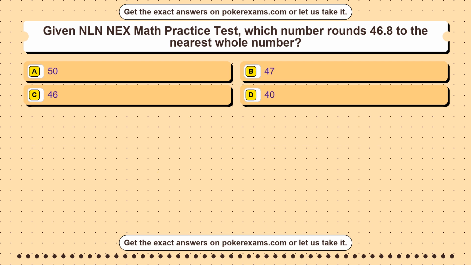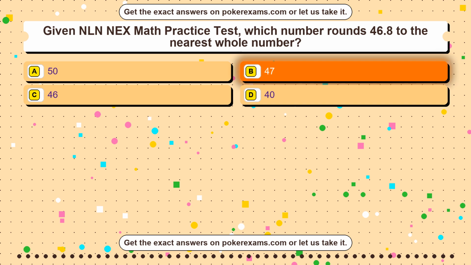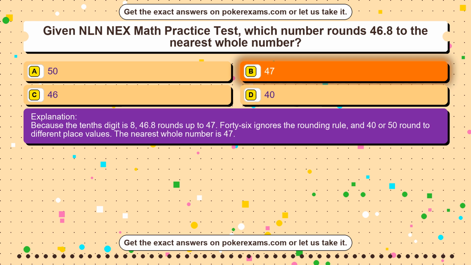Question 28. Given NLN NEX math practice test, which number rounds 46.8 to the nearest whole number? Option A, 50. Option B, 47. Option C, 46. Option D, 40. The correct answer is option B. 47. Because the tenths digit is 8, 46.8 rounds up to 47. 46 ignores the rounding rule, and 40 or 50 round to different place values. The nearest whole number is 47.